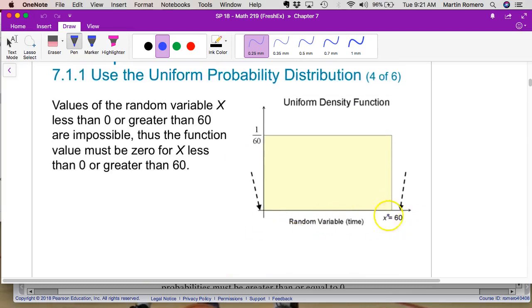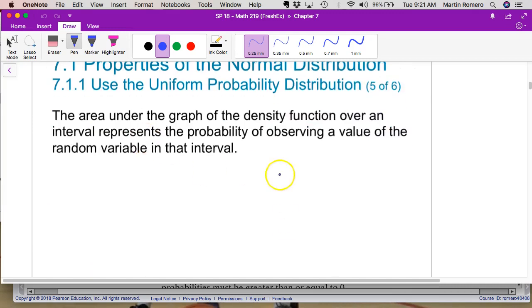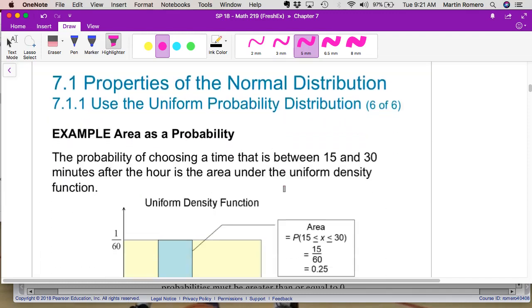We have the random variable x, which is the time, how many minutes after. Values of the random variable x less than 0 or greater than 60 are impossible. So the function only has a value between 0 and 60 because we're only looking at that 1 hour interval. We know the area under the graph. This was the important idea I had you write in. The area under the graph of a density function represents the probability. There's an explicit, direct connection between calculating area and the probability.